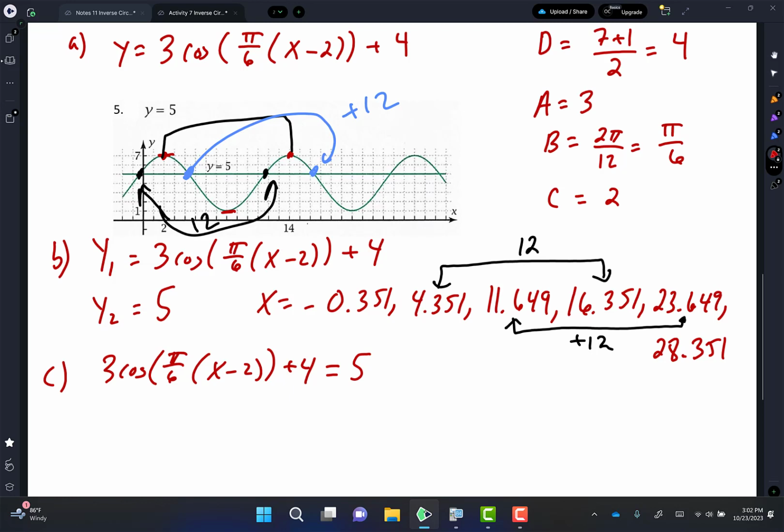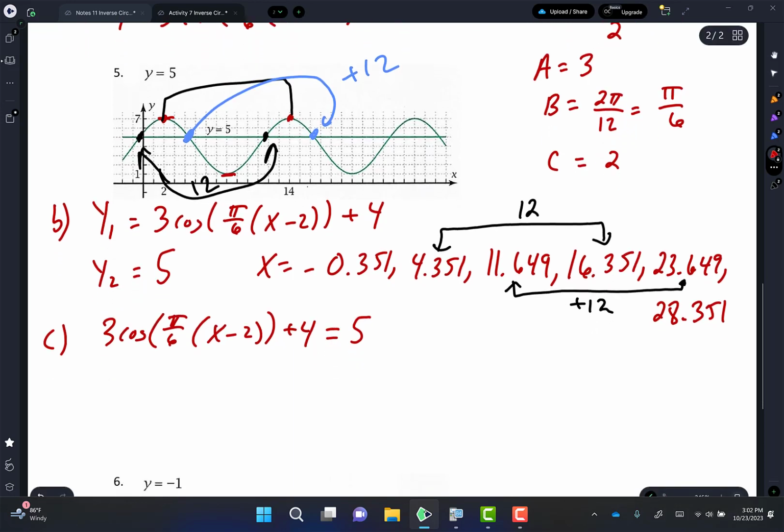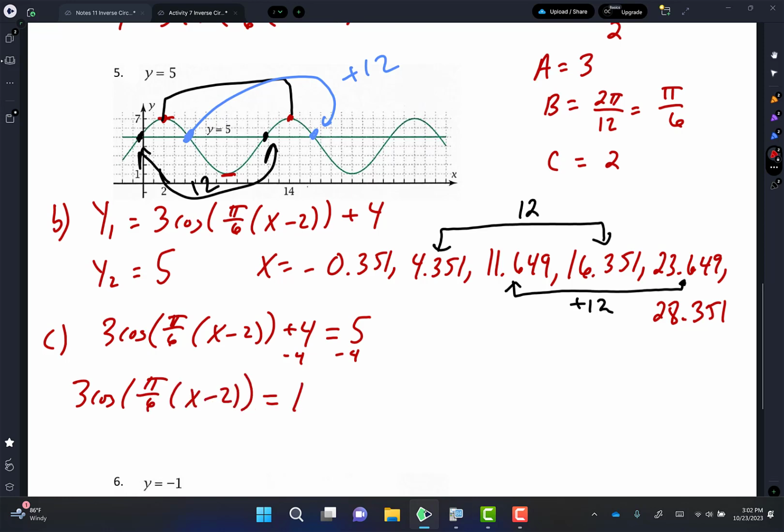I'm solving for x. What's the first thing I'm going to do? Subtract 4. Minus 4, minus 4. You don't have to show it. You can just write the next line: 3 cosine pi over 6 parenthesis x minus 2 close equals 1. So catch up to there.